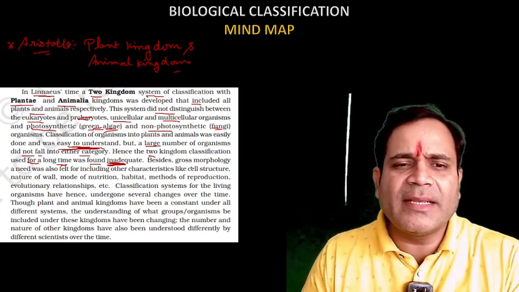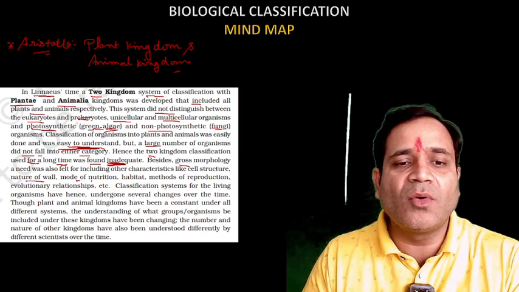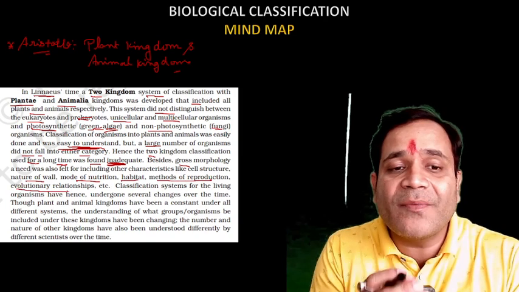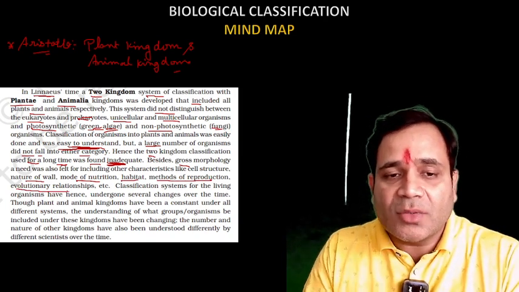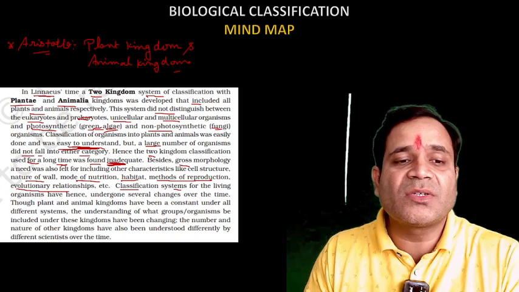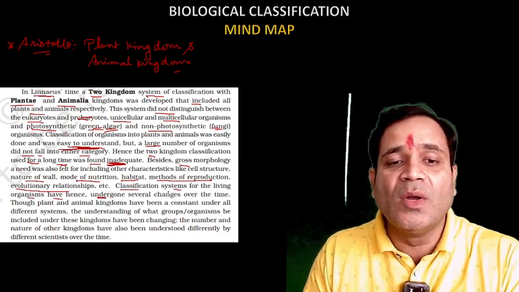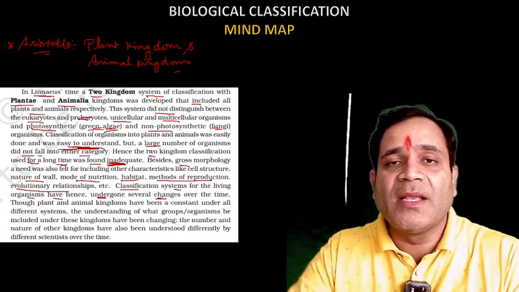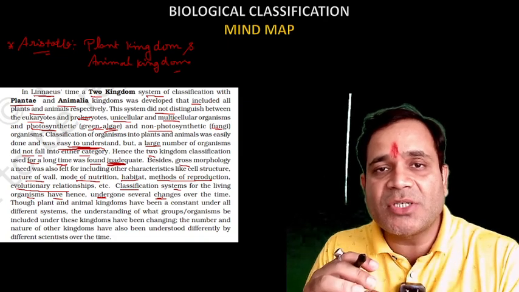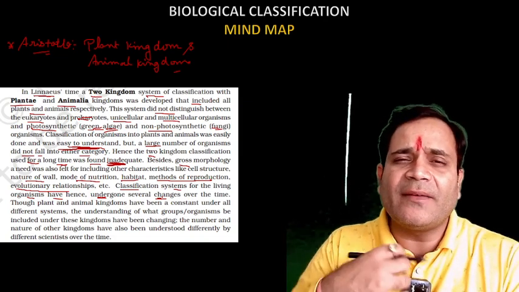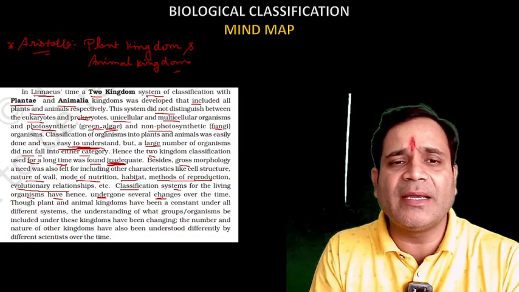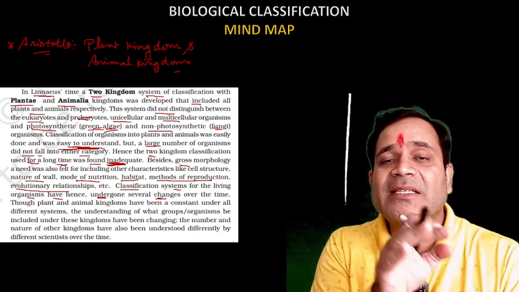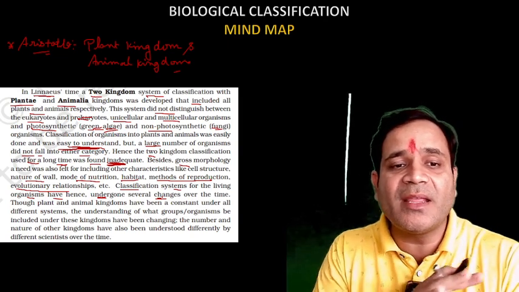So besides all these things, the gross morphology, nature of wall, mode of nutrition, habitat, methods of reproduction, and evolutionary relationships, in this way we have to classify. So that's why I'm saying the classification system for living organisms has undergone several changes over time. As time passes, there are many changes in classification. If something is not possible to place, then this classification is not sufficient, that is what you call inadequate.